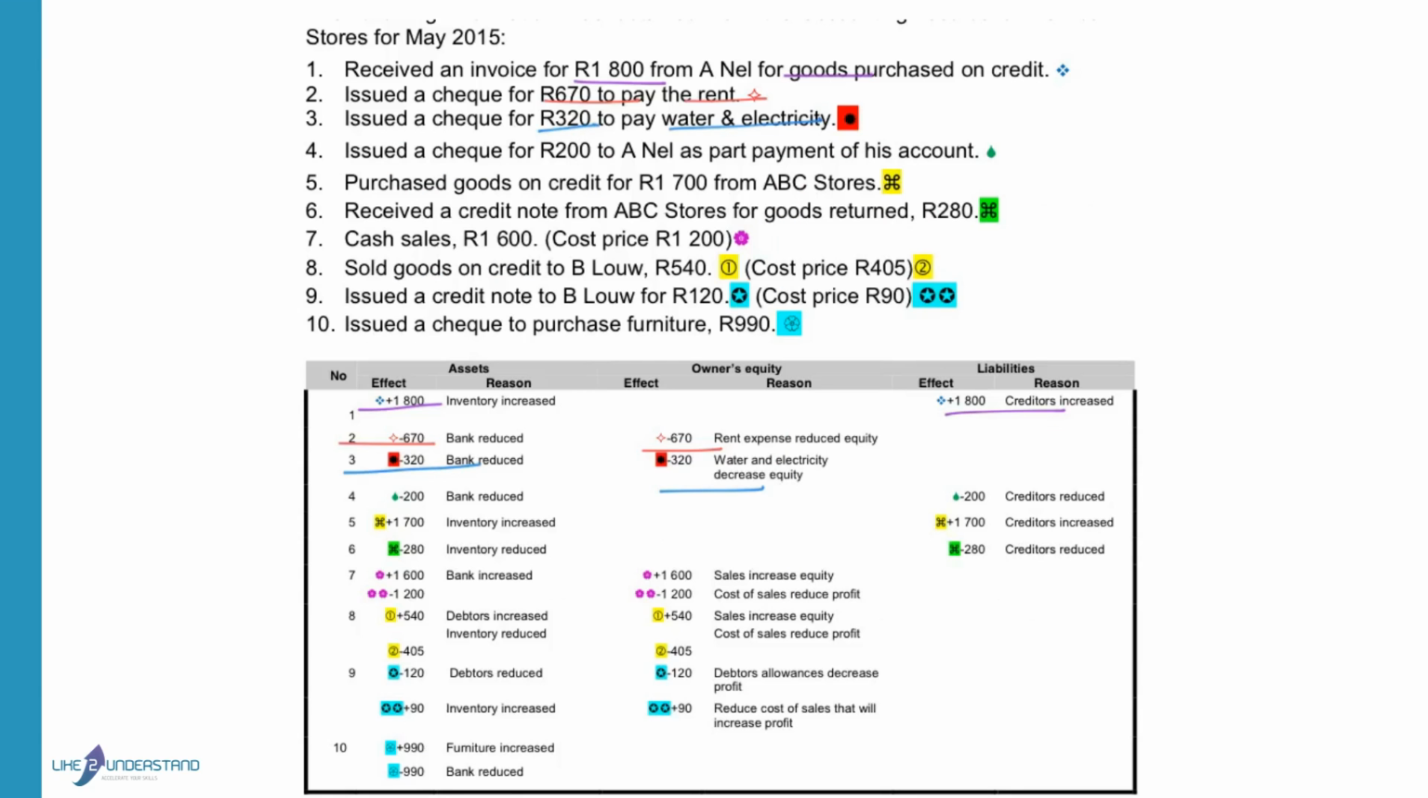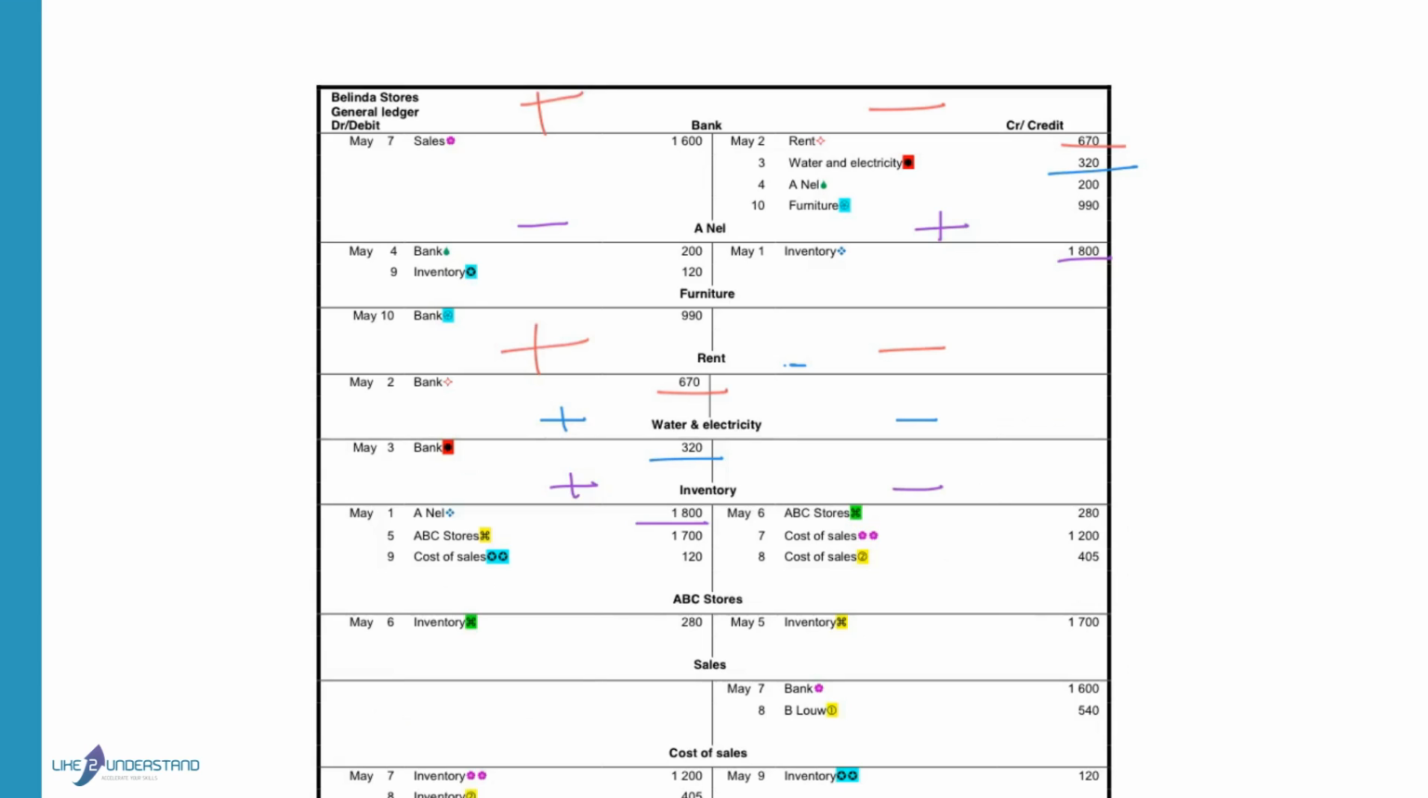Issued a check to Nell as part payment of his account. So we take money out of the bank, therefore the bank will reduce the assets. We pay Nell, so we are reducing our creditors because we owe less money to him, so my liabilities will decrease. In the ledger, we will remove the money out of the bank on the credit side, and we will debit Nell to show that his liability decreases and we owe less money.